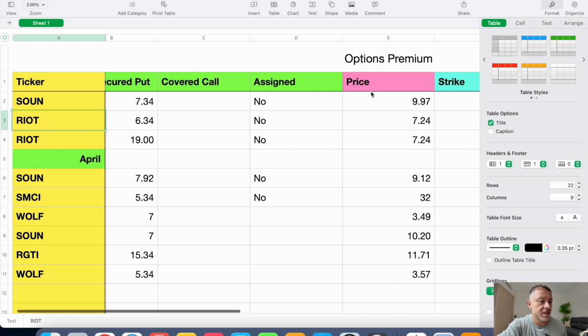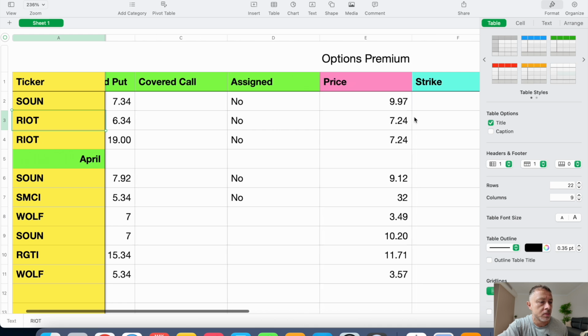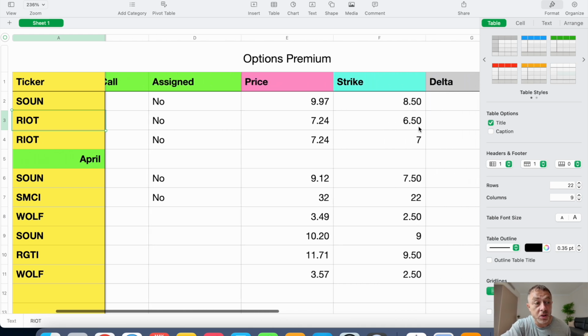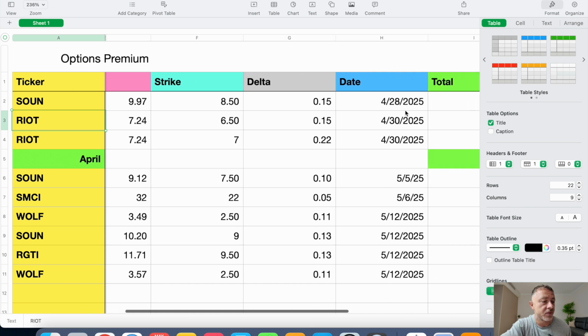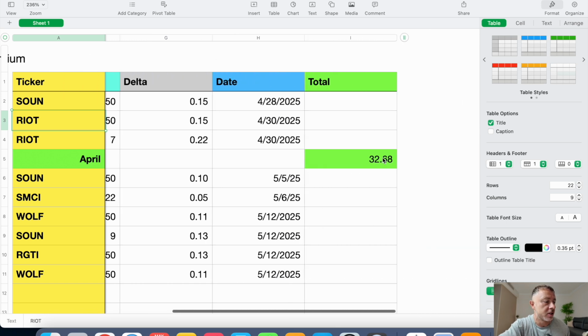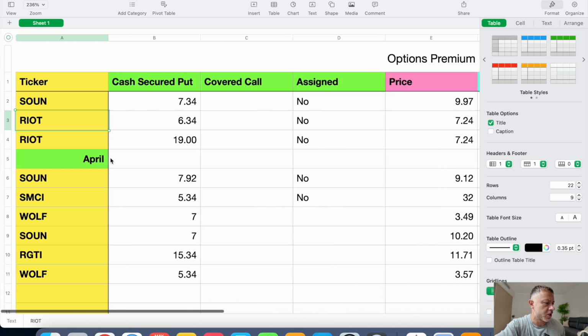The price right here, this is the current price of the stock when I actually sold the put. And here's the strike price, the price that I chose to sell at, and the delta, which for me is one of the most important things to look at. And this is the delta that I chose, and I have the date, and then the total amount for the month is here.